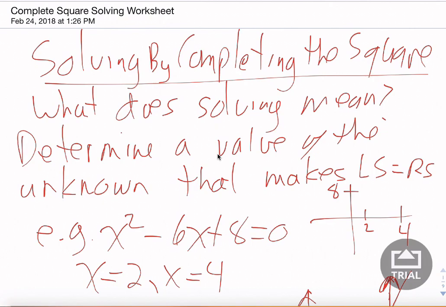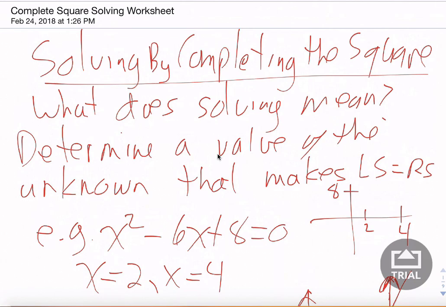We're going to do a screencast about completing the square. Actually, I'm going to do two of them. One's going to be a preview of things you need to be able to do before you complete the square, and then we're going to start completing the square. Okay, so let's go here. This is going to be about using completing the square to solve quadratic equations.